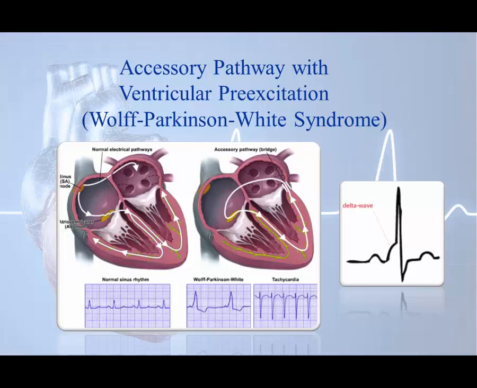AV node blockers should be avoided in atrial fibrillation and atrial flutter with WPW or a history of it. This includes adenosine, diltiazem, verapamil, other calcium channel blockers, and beta blockers. They can exacerbate the syndrome by blocking the heart's normal electrical pathway, therefore favoring one-to-one atrial to ventricular conduction through the pre-excitation pathway, potentially leading to unstable ventricular arrhythmias.